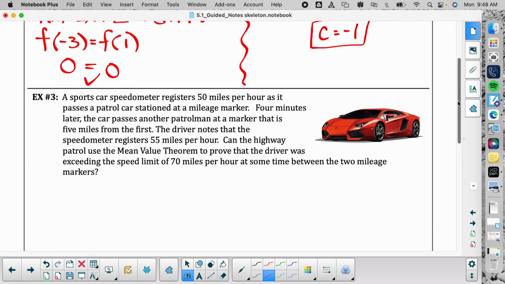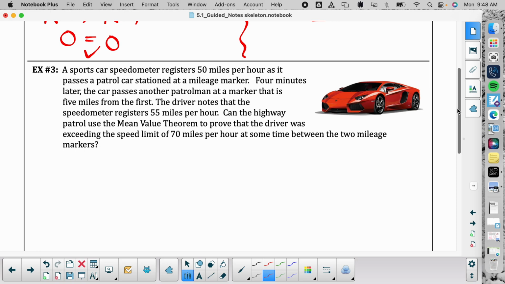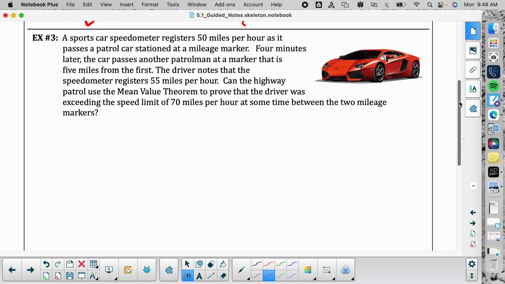Okay, do we want to do the sports car one? Sure. No. Doesn't matter to me. There's like 4 or 5 examples, and I know we don't have time to do them all, so.